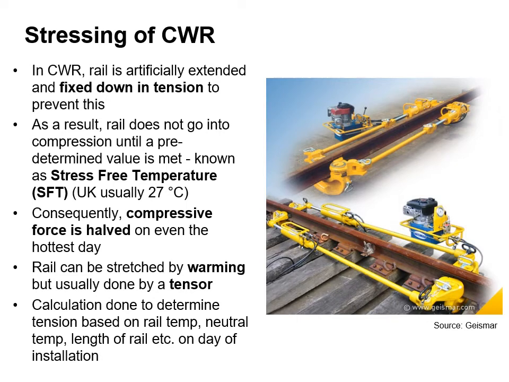In continuously welded rail, the rail is artificially extended and fixed down in tension to prevent this from happening. As a result, the rail does not go into compression until a predetermined value is met. This is known as the stress-free temperature, and in the UK is typically 27 degrees Celsius. Consequently, the compressive force is halved on even the hottest day. The rail can either be stretched by warming or using what's called a tensor machine, shown on the right here. The calculation is done to determine tension based on rail temperature, neutral temperature, length of rail, etc. on the day of installation.